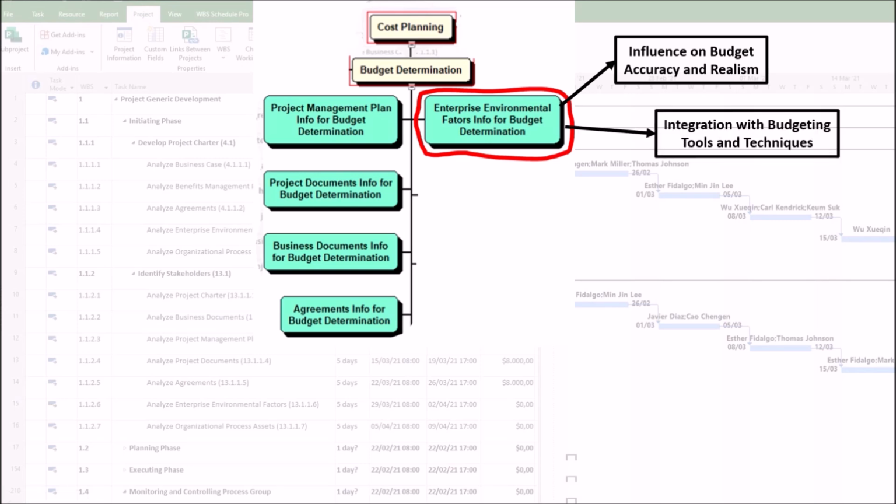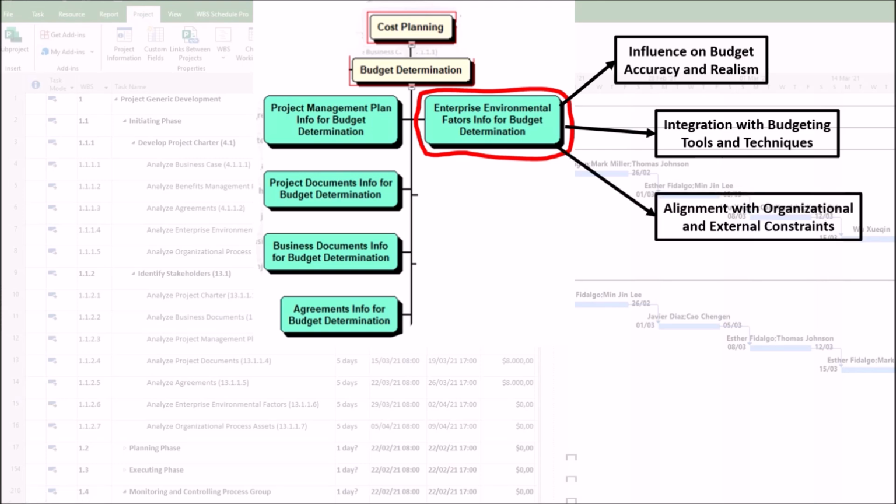2. Integration with budgeting tools and techniques. Enterprise environmental factors inform key tools used in the determine budget process, such as, first, cost aggregation. External factors like economic trends affect how costs are rolled up from work packages to the total budget. Second, reserve analysis. Unpredictable enterprise environmental factors, such as political instability, may necessitate larger contingency reserves. Third, funding reconciliation. Organizational policies dictate funding release schedules.